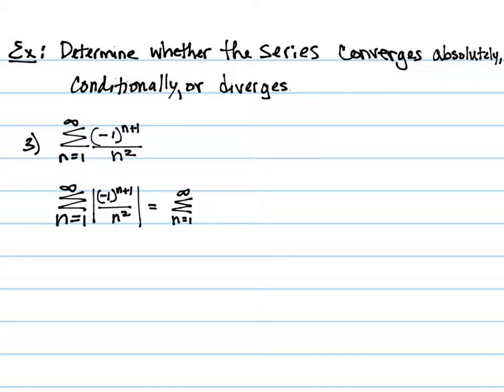Just 1 over n squared. It just eliminates the negative 1 to the n plus 1 part. So this is just 1 over n squared. And I don't even need to have the absolute values anymore because the n squared is positive, right? So 1 over n squared is positive. All that's good. What do you know about this series?